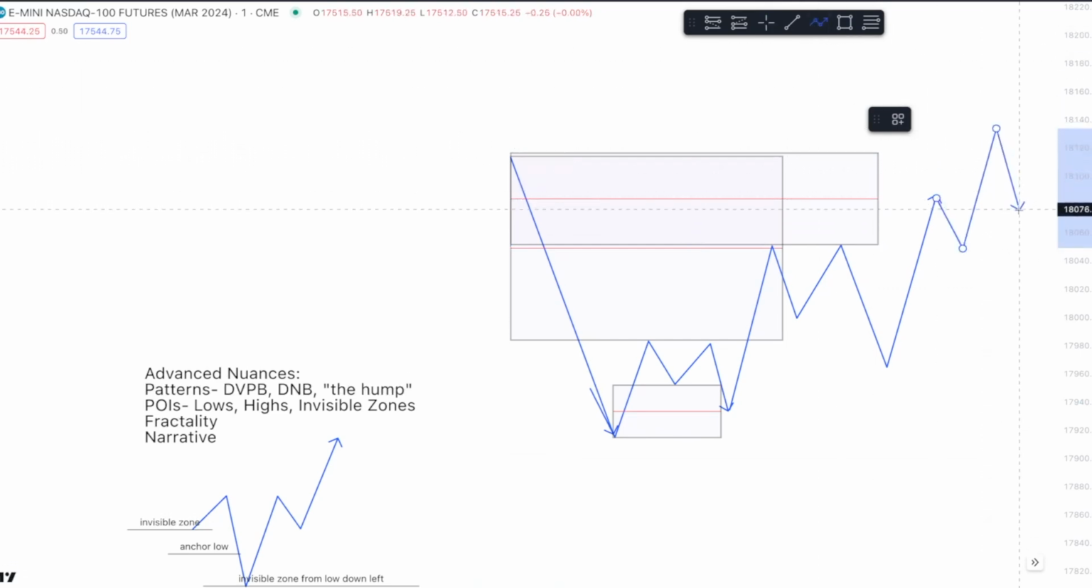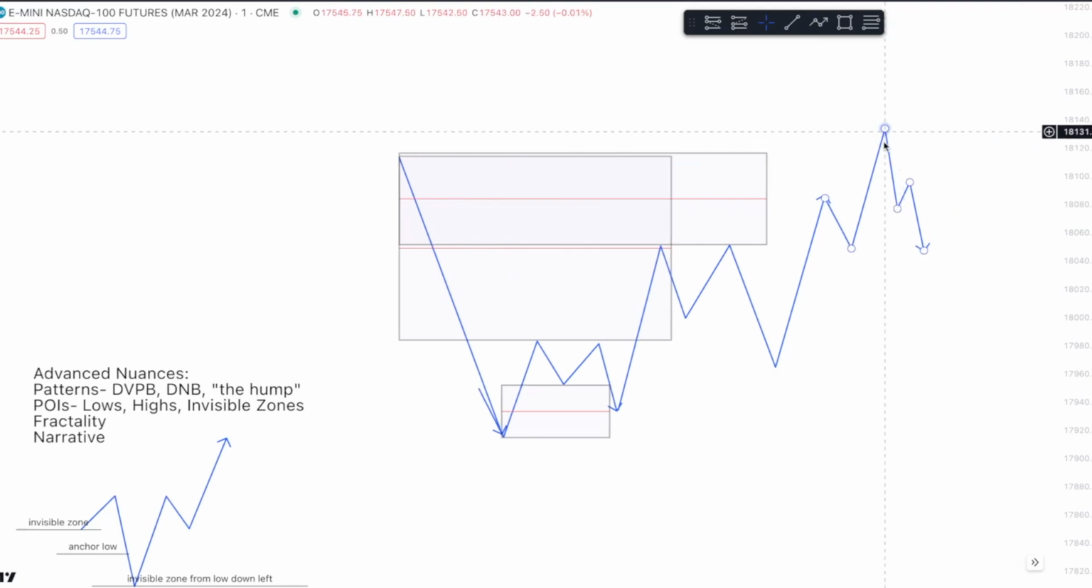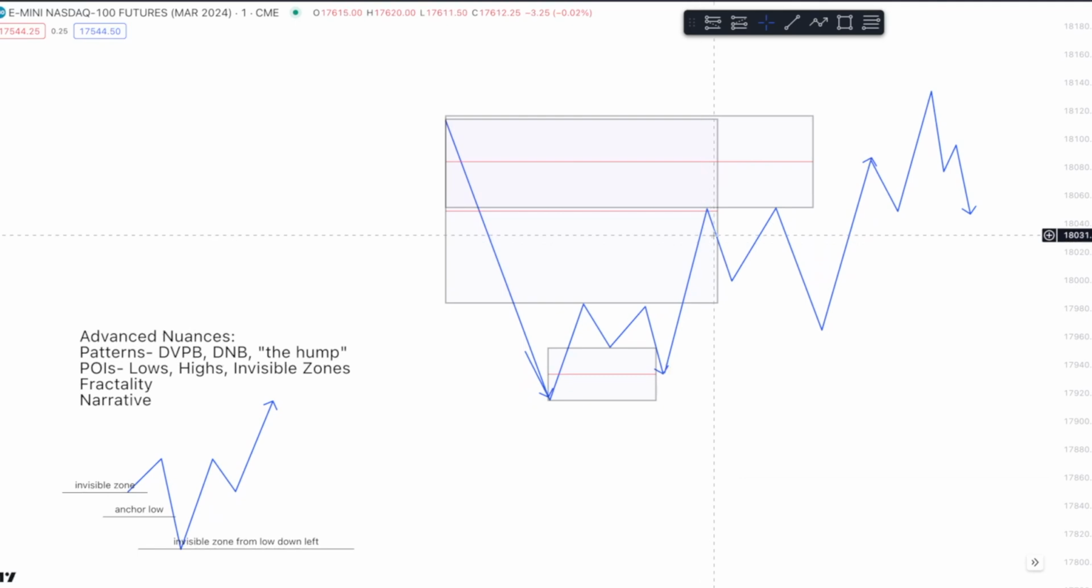And if price wants to come back in and we get a rapid recovery and a double valid pullback away from the first high, we have DNB right here. And all the way up, we've got the hump. They'll call it V-shaped recovery, M's and W's. That was also what I called it when I had very little understanding of what I was looking at. But now I see this is price generating structure.